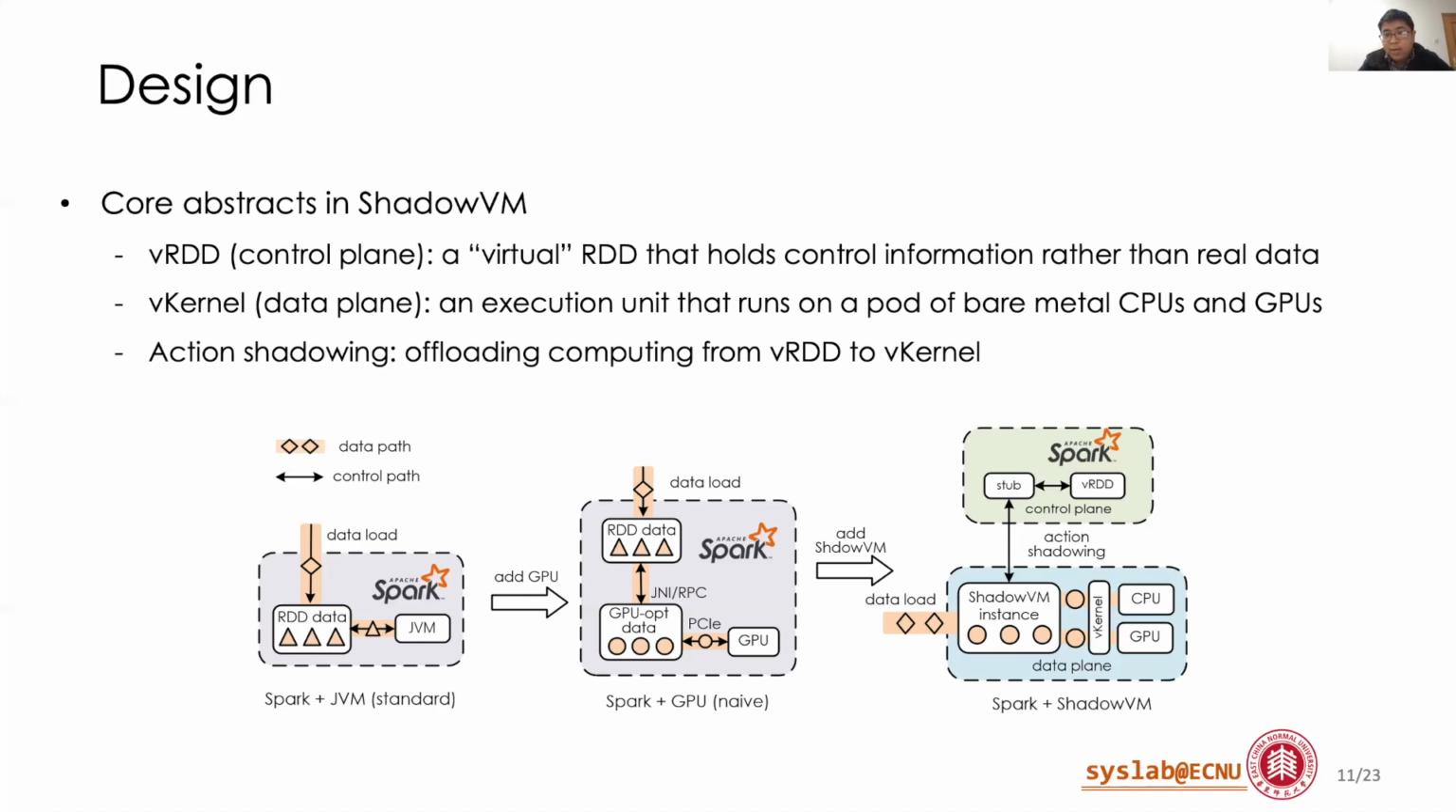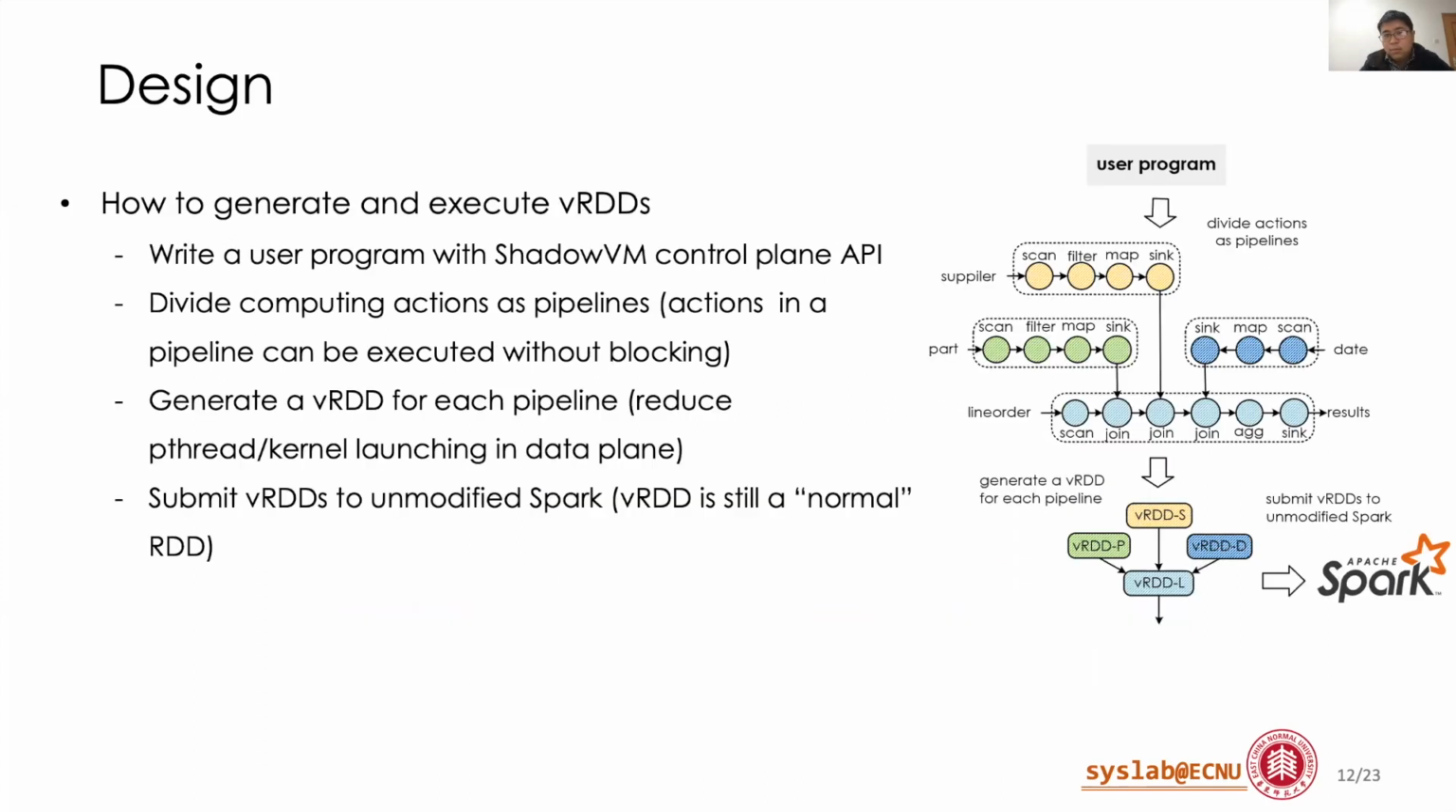ShadowVM leverages action shadowing, which offloads computing from vRDD to vKernel by changing the database. The right picture shows how to generate and execute vRDD. First of all, the user should write a program with ShadowVM's control plane API. ShadowVM will divide the computing actions into multiple pipelines based on their data dependency, and all actions in a pipeline can be executed without blocking. In order to reduce the number of context switches and kernels to launch in the data plane, we generate a vRDD for each pipeline rather than each action. Since vRDD is still a normal RDD, it can be submitted to a standard Spark without modifications.